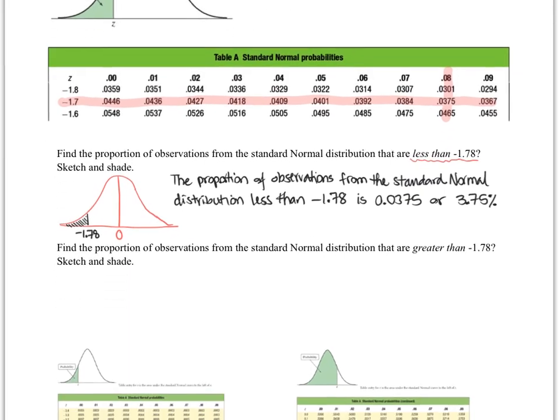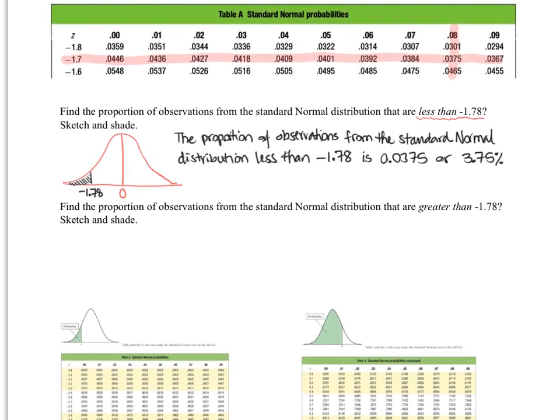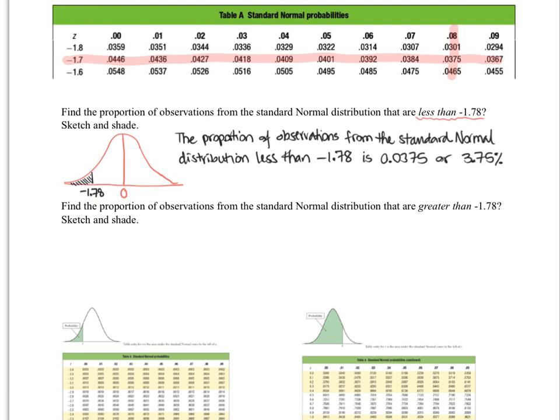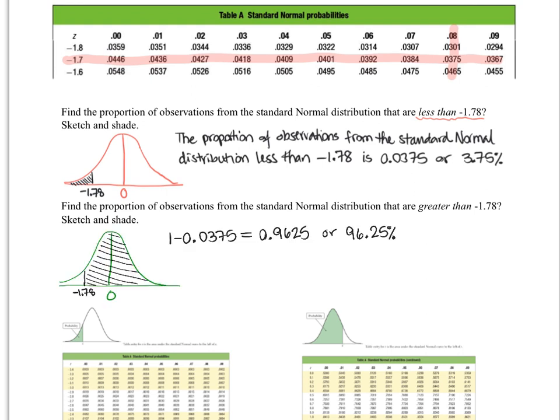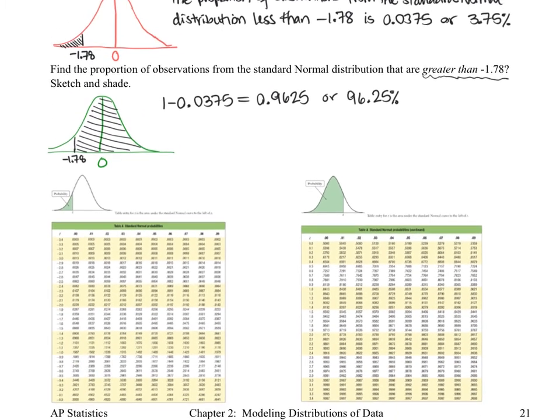The next thing that we want to do is find the proportion of observations from the standard normal distribution that are greater than negative 1.78, and you guessed it, we're going to be doing some subtracting now, but we're going to sketch and shade again. We subtract the proportion that we found for the less than in order to find the area that is greater than, and you can see that we've shaded on the right hand side instead of on the left hand side. So we end up with a proportion of 0.9625.